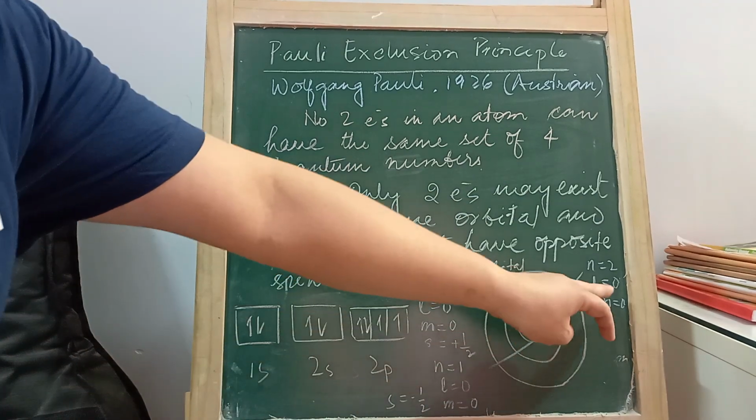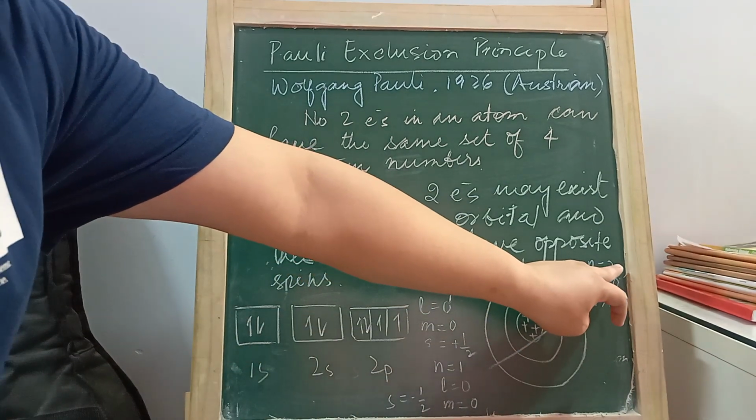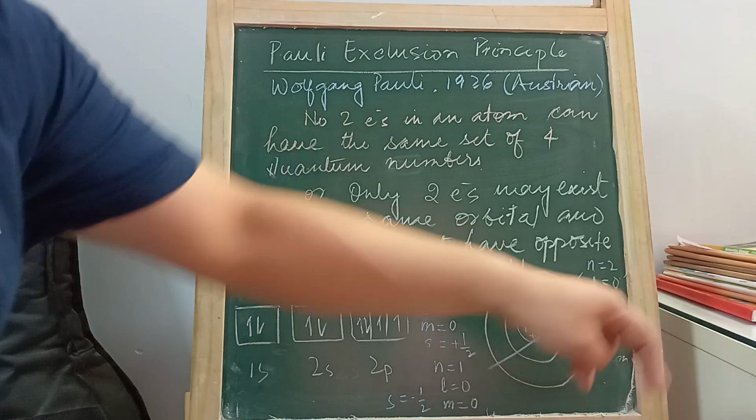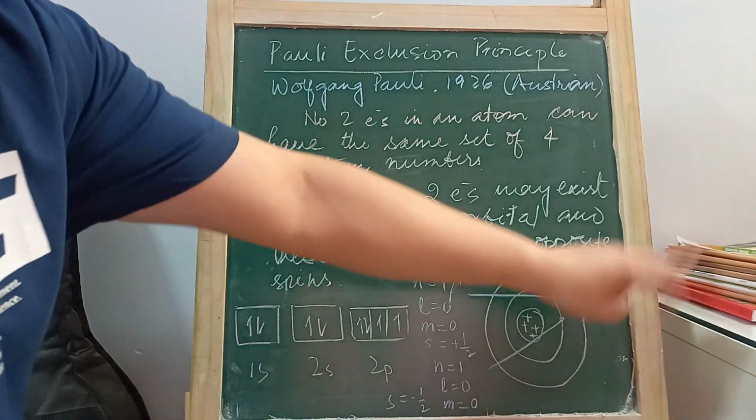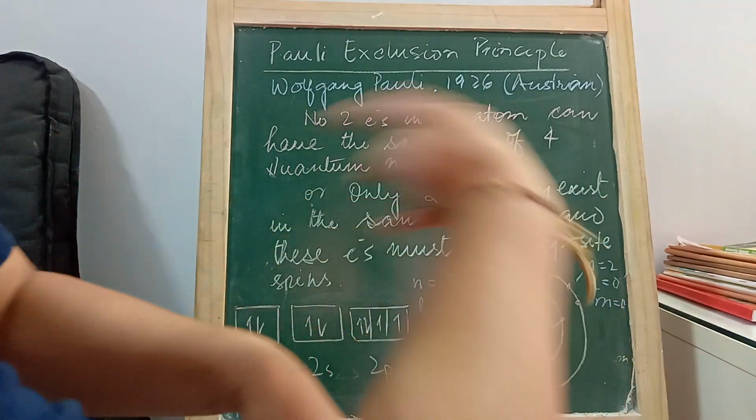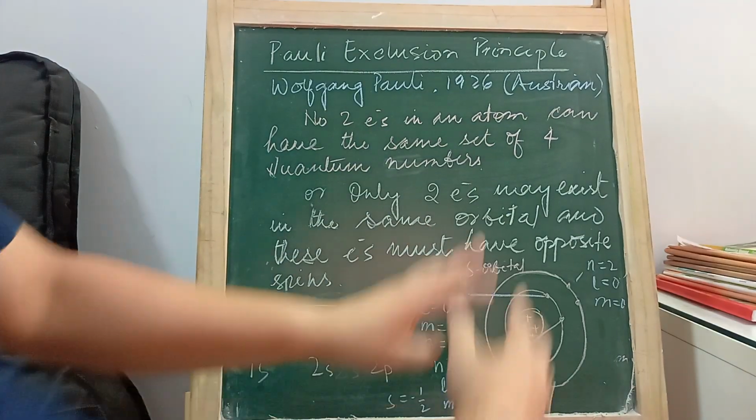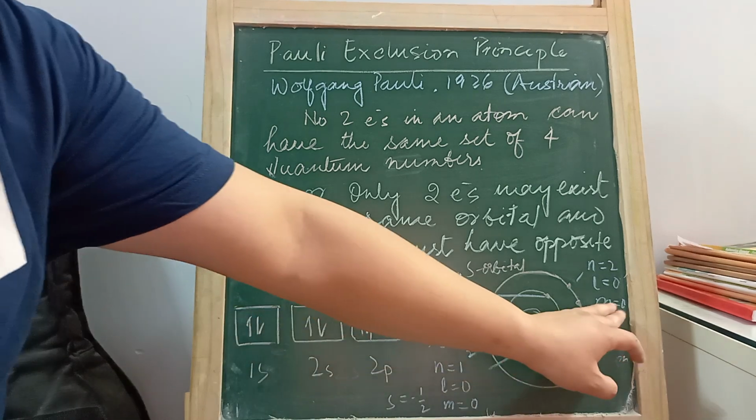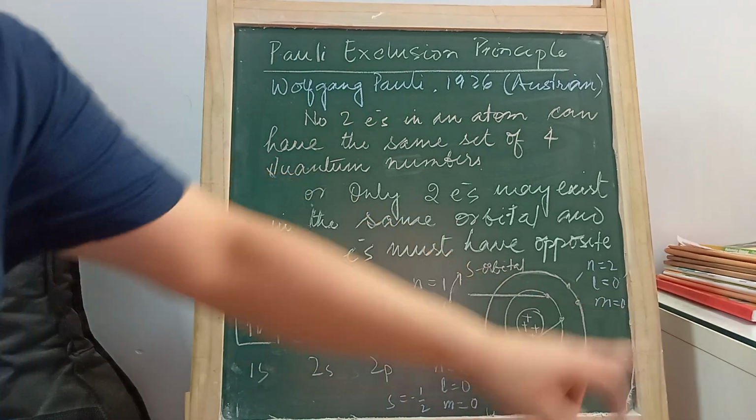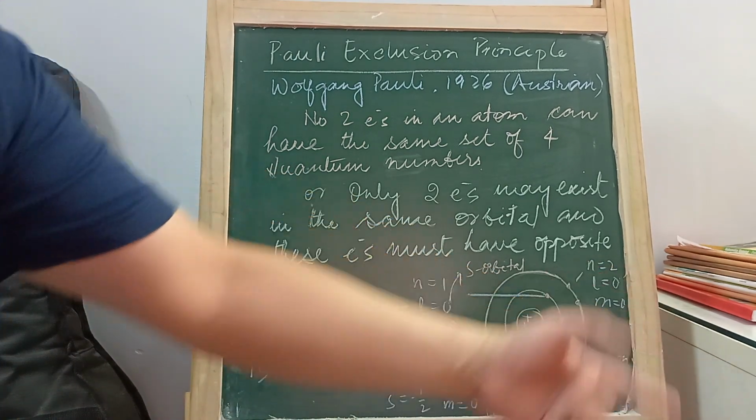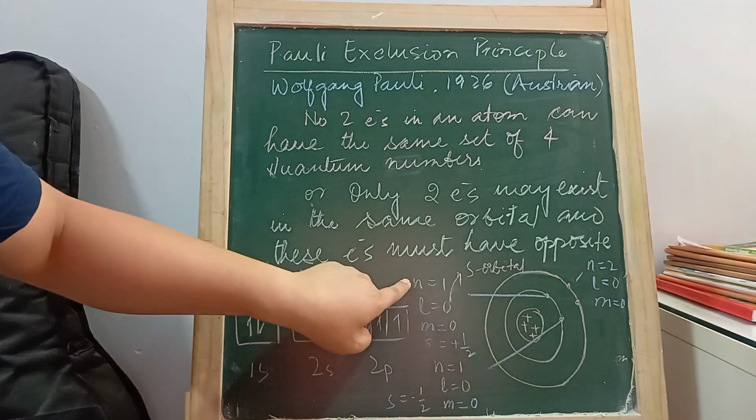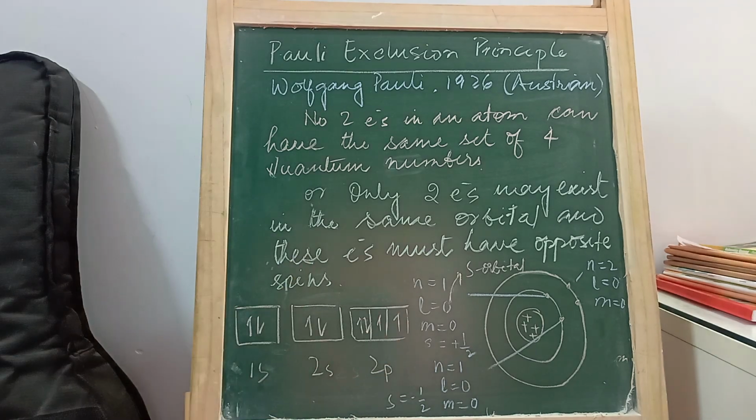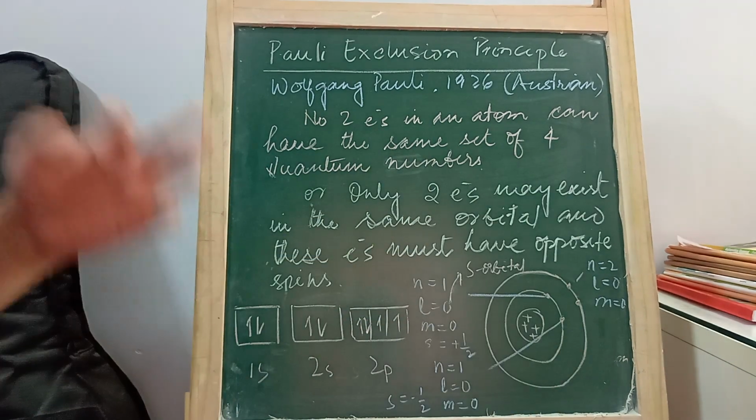And what about L? The value of L depends on the value of n, and here it can have 0 and 1. L will have two values, either 0 or 1. 0 means s, and if it is 1, it will be a dumbbell shape that I have not drawn over here. The magnetic quantum number, since L equals 0, m will be 0, and the spin quantum number may be plus half or minus half, whatever it is. But for these two electrons, the first quantum number itself is different. So the Pauli's exclusion principle, I think it's understandable.